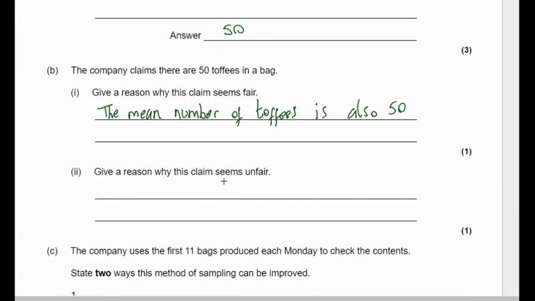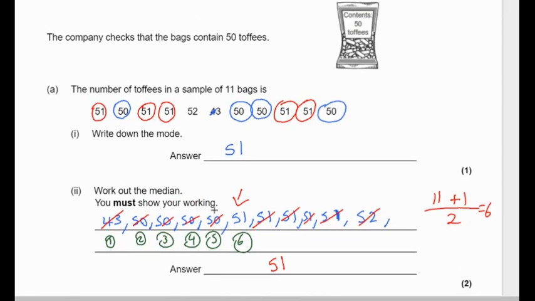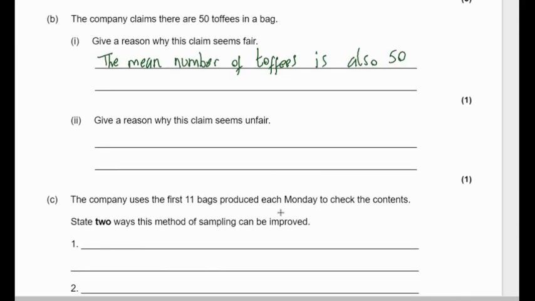Give a reason why this claim seems unfair. Well, okay. Why does it seem unfair? Well, 2 reasons. The mode is 51 and the median is also 51. So both the mode and median are 51, not 50.